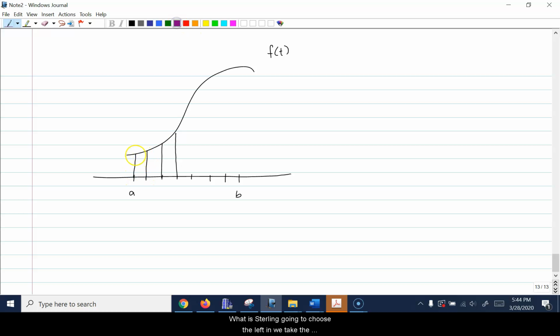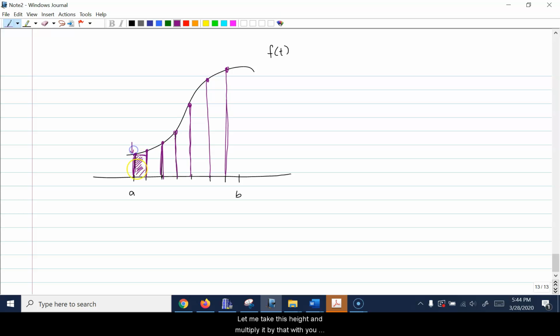We take the left endpoint and we say, what is that y value? We take all these left endpoints and plug them all into the function. What did we do with them after that? We took those y values and multiplied by the width of the interval. Well, when you multiply a height by a width, I know what you get. You end up with the area.